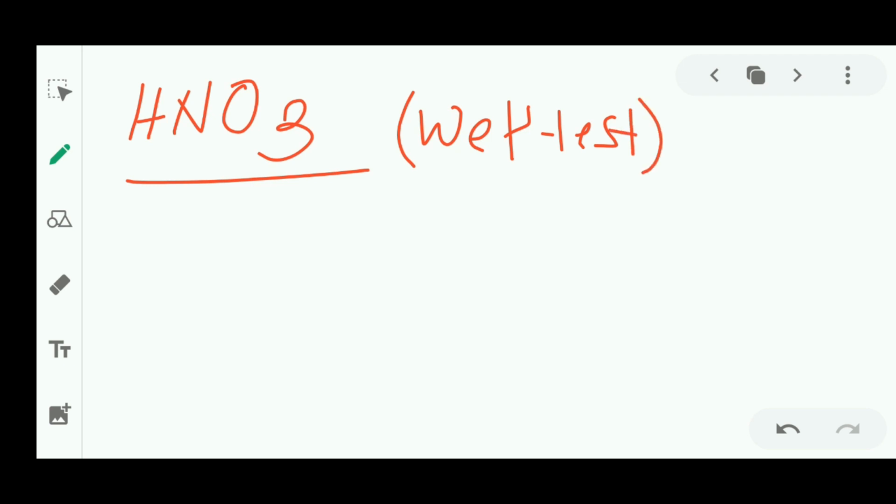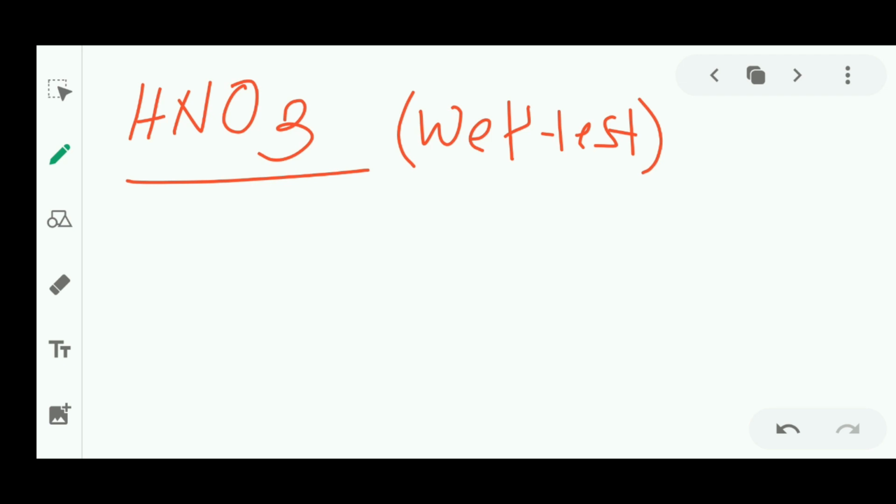Why is this known as the wet test? Because in this case different solutions are mixed, so aqueous substances are there, that's why it is known as the wet test. In this test, what we need to do: take a little amount of dilute acid in a test tube. Next, take freshly prepared ferrous sulfate solution and add that solution into the dilute acid. So at first you need to do this.